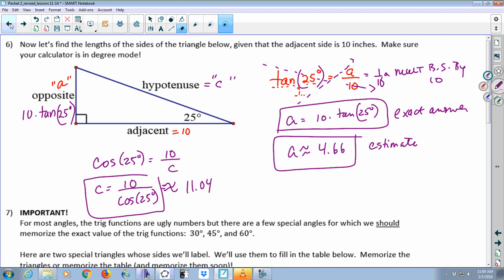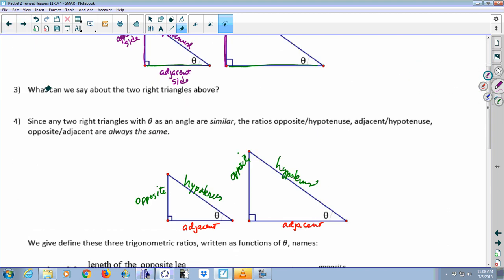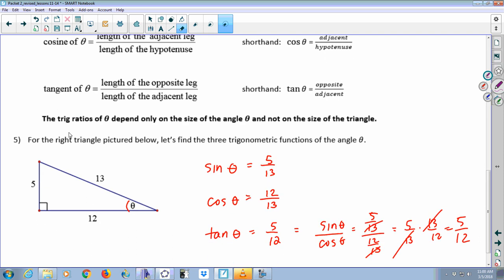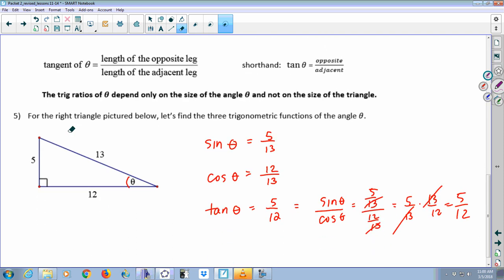Because notice, let's go back here. Something I neglected to say, but I guess I was assuming everybody did their preview. If you didn't know this side was 13, how would you find it? Pythagorean theorem. Or if you knew this side and this side, you'd use the Pythagorean theorem. So remember, 5 squared plus 12 squared, the square of the legs is equal to the hypotenuse squared. So if you have two sides, you can always find the third side. And then you can find your trig ratios.